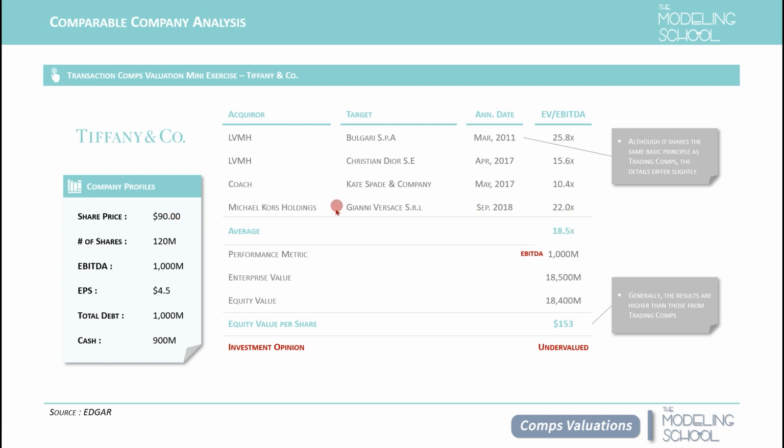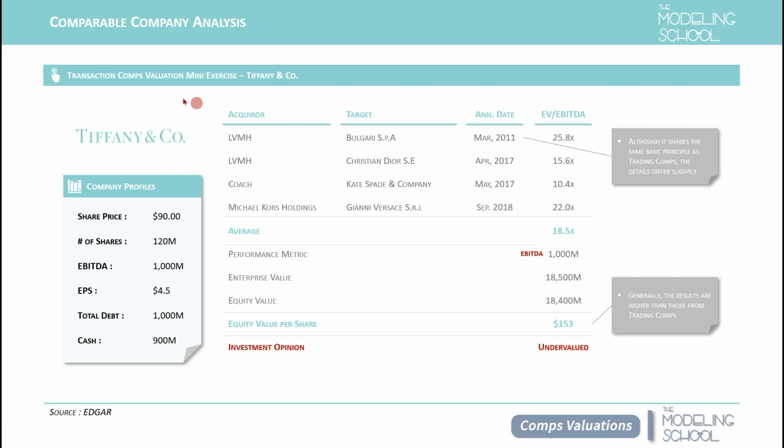As you can see, this method is pretty much similar to what we did in trading comps valuation, only this part here is slightly different. Lastly, for your reference, this example is actually based on the fairness opinion document prepared during Tiffany & Co.'s M&A. Such a document assesses the fairness of an M&A deal.